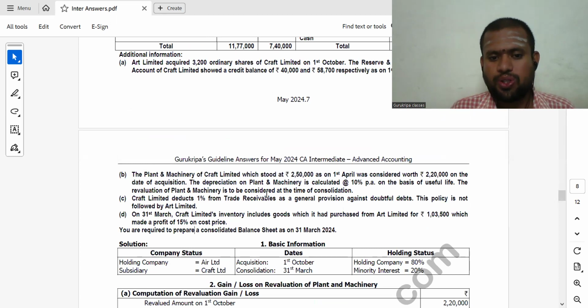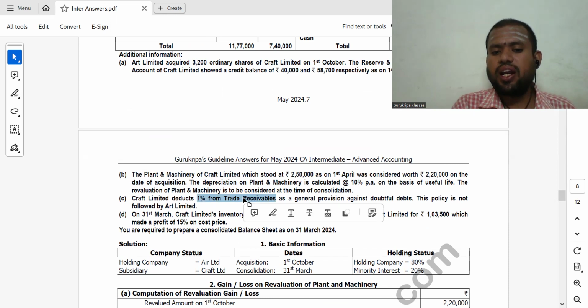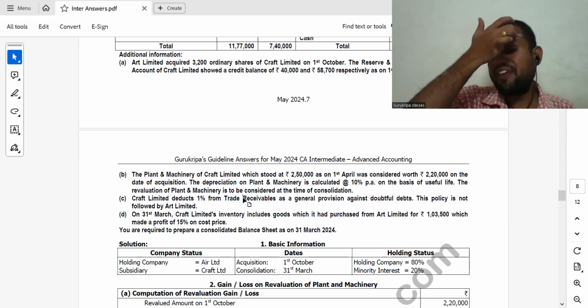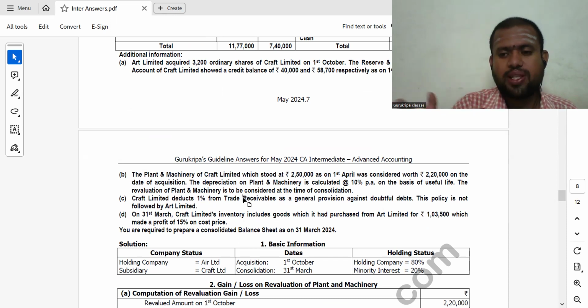And in this question, what is the adjustment? The trade receivable provision is given in the subsidiary. In the head office, it is not there. So you have to reverse the provision. If you reverse the provision, what will happen? Profit and loss account will increase. Trade receivable will also increase. So that is the first effect.